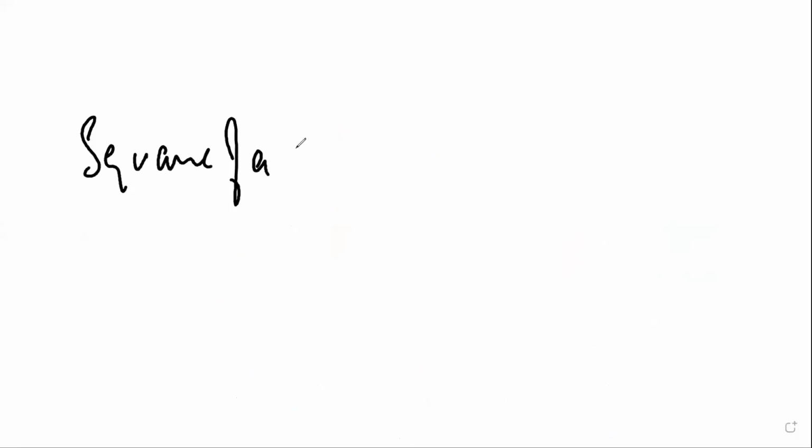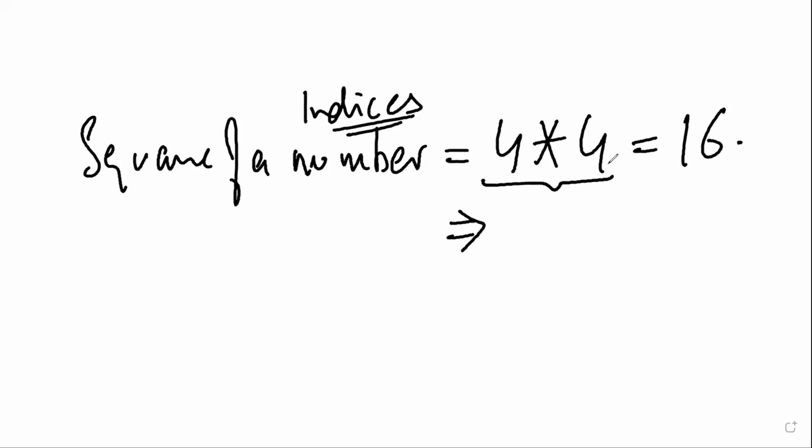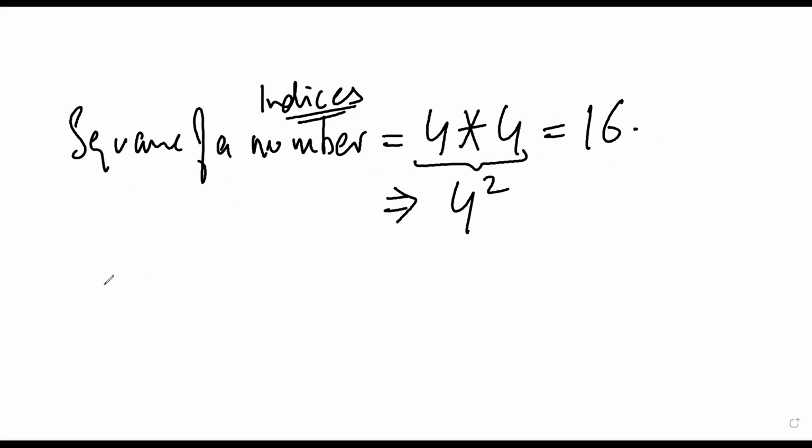So for example, if I ask you what is the square of 4, what you are suggesting is that sir, you can do 4 into 4, and you'll get the square of the number. And additional information, because we have already done indices in pretty much detail, is that 4 into 4 can also be written as 4 square. Is there any doubt till here? No, sir.